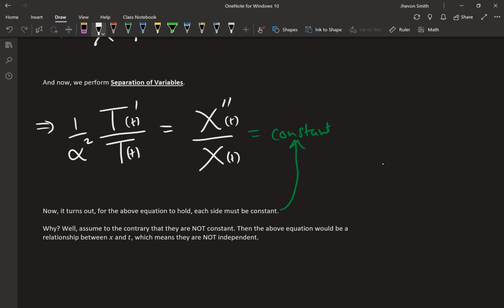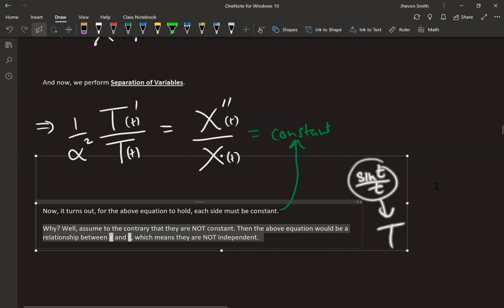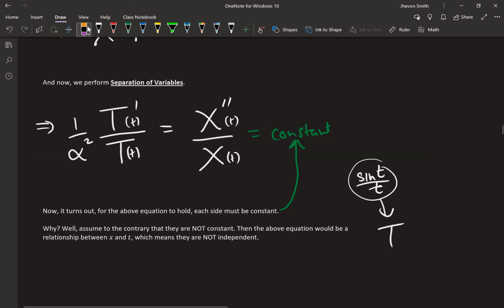Right? So it could be whatever, sine of big T, it could be sine of little t over t, and I call that big T or whatever. So big T is actually a function of little t. Every expression with big T in it is actually an expression with little t, and little t in our situation represents time. So there's no way for this to not be a constant.